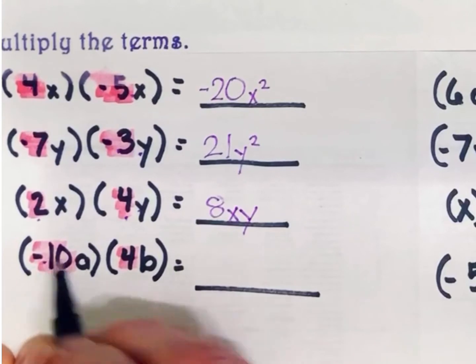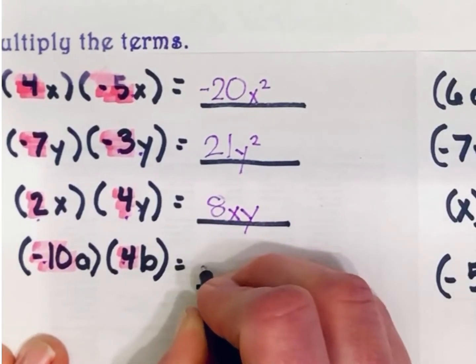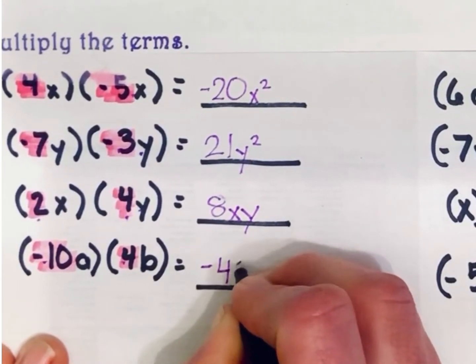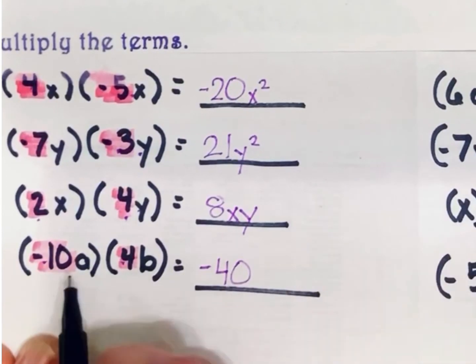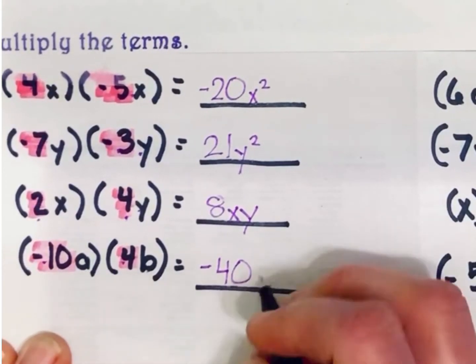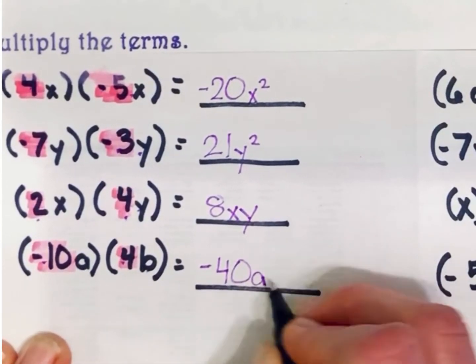The bottom one is -10 times 4, which is -40. And then you have a times b, which you write ab.